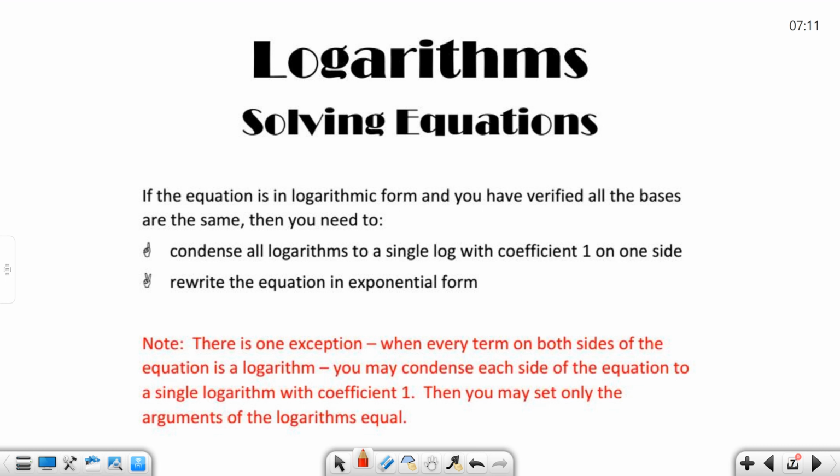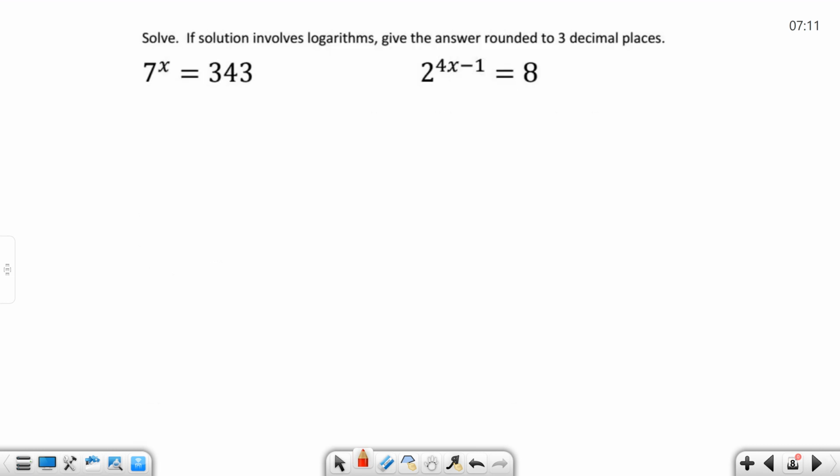Note, there is one exception. When every term on both sides of the equation is a logarithm, you may condense each side of the equation to a single logarithm with coefficient 1. Then you may set only the arguments of the logarithms equal. So if I have log base 6 of something equals log base 6 of something, if they're both log base 6, I can just drop the logs and set the rest of it equal. I have an example of that as we work through them.